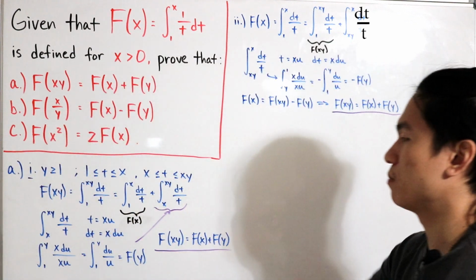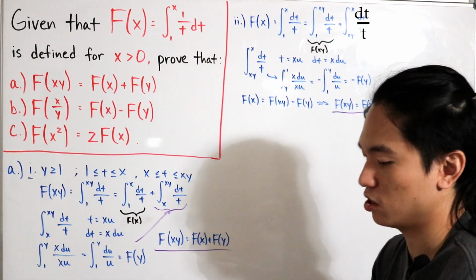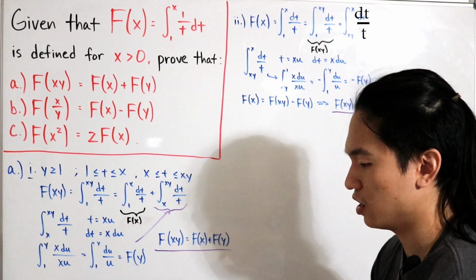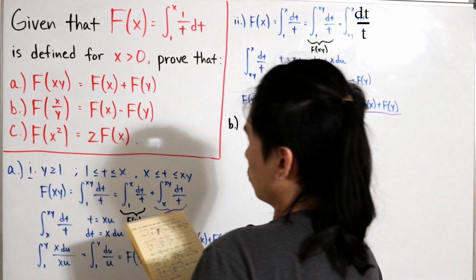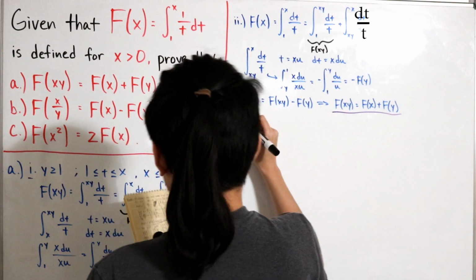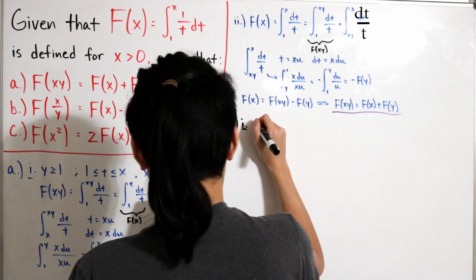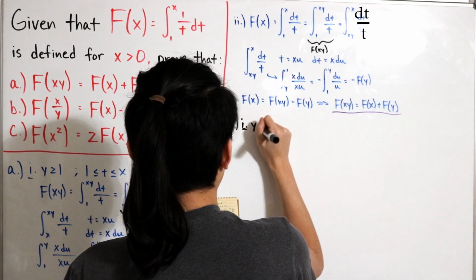And you're going to see, basically because we do this substitution, you're going to see that a lot. For part B, we're of course going to do the same method. So now suppose that in this situation we have y is greater than 1.